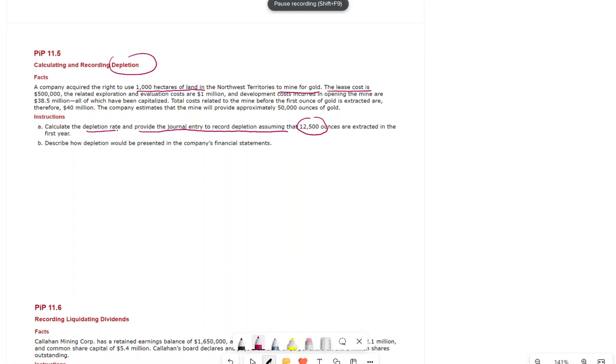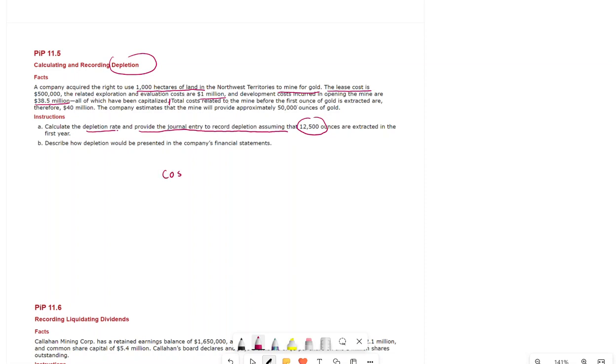If we benefit the asset over the life, the lessee will be depreciating the asset in their books. So in this case what they said is the lease cost is 500,000. The related exploration and revaluation cost are $1 million, and the development cost incurred in opening the mine is 38,500,000, all of which is capitalized. So what happens in this case? The total cost related to the mine before the first ounce of gold is extracted is 40 million.